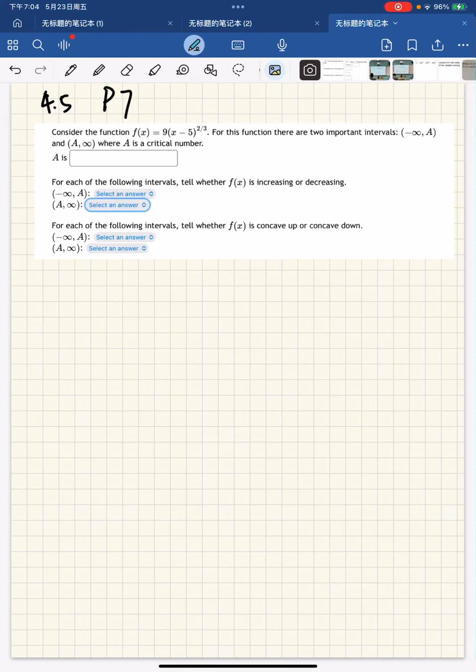In this video, we're gonna talk about chapter 4.5, problem 7. Consider the function f(x) equals to, as I show in the picture. So we need to find the critical point and find out the increasing or decreasing and the concave up and concave down at each interval.